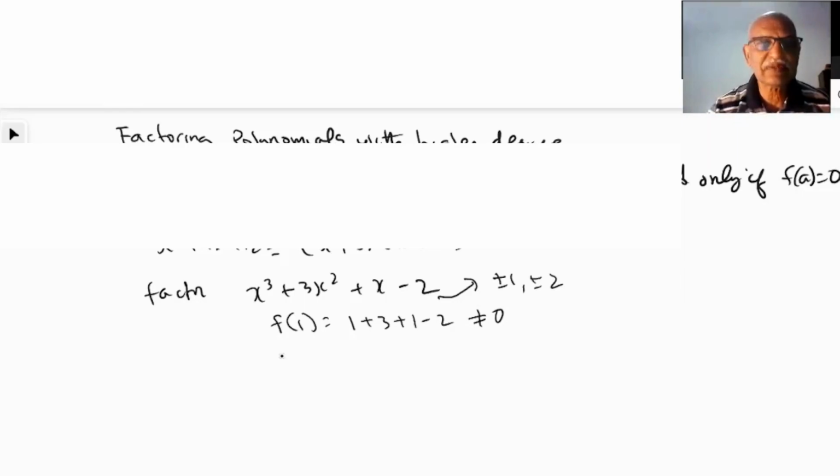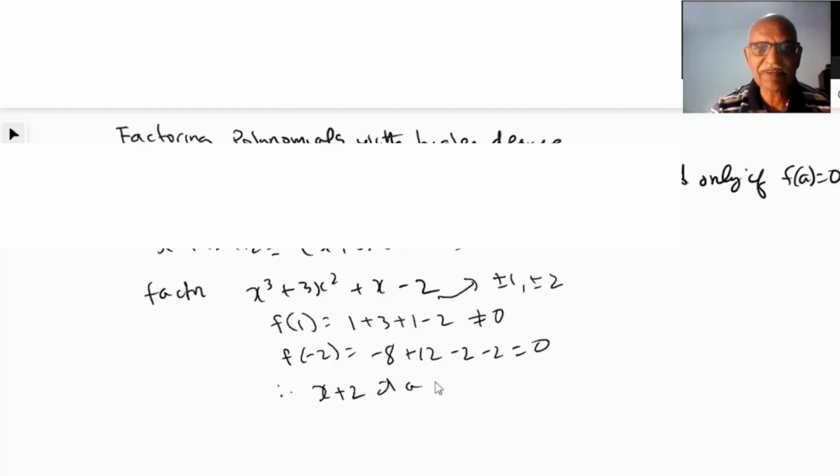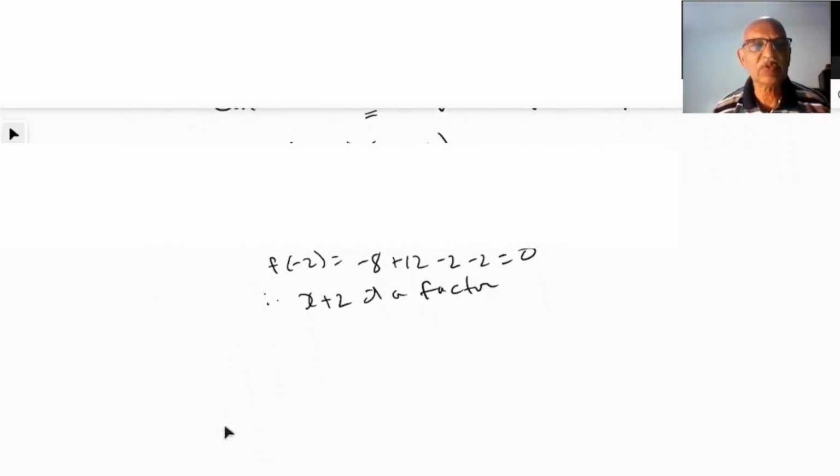So let's try f of minus 2. This will be minus 8 plus 12 minus 2 minus 2. This will be equal to 0. Therefore, I say the opposite of that: minus 2, x plus 2 is a factor. So since I found one factor, I now do synthetic division to find other factors if there are any.